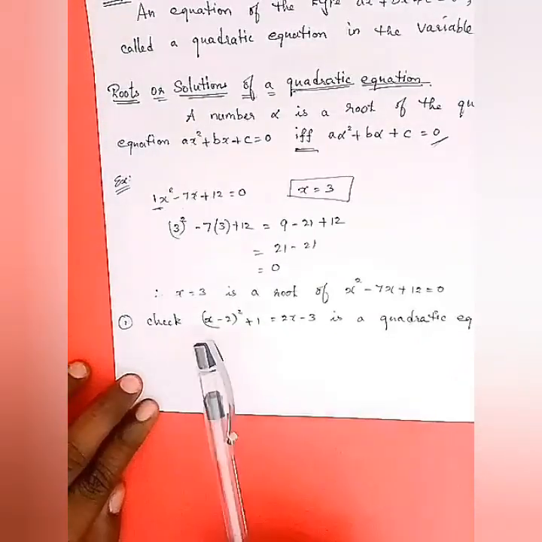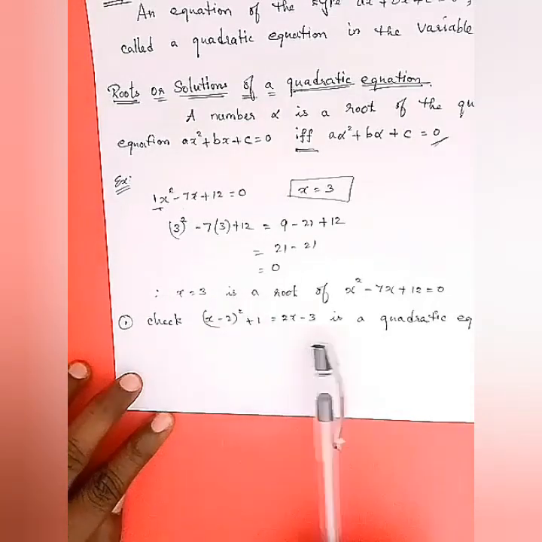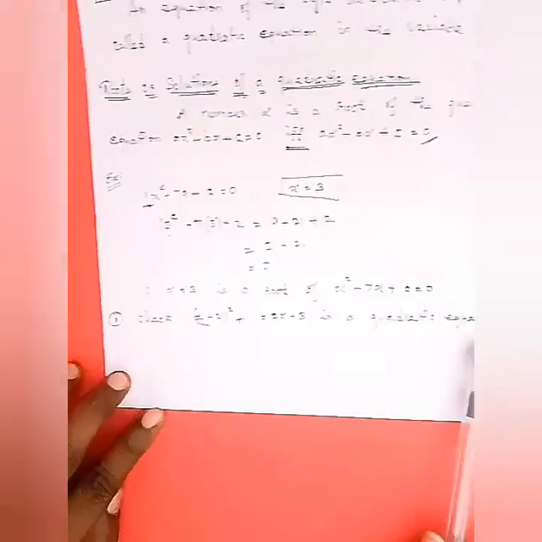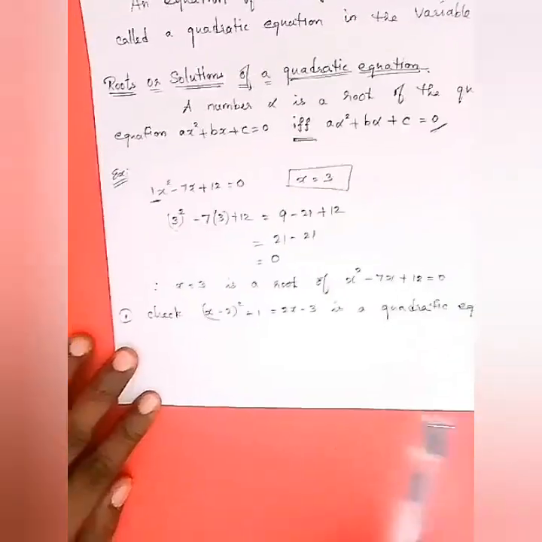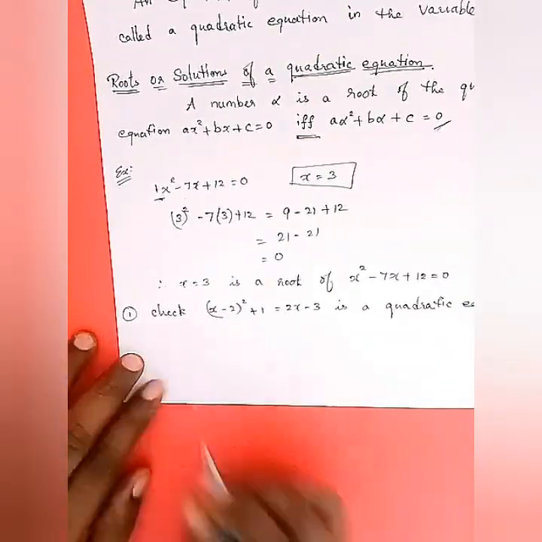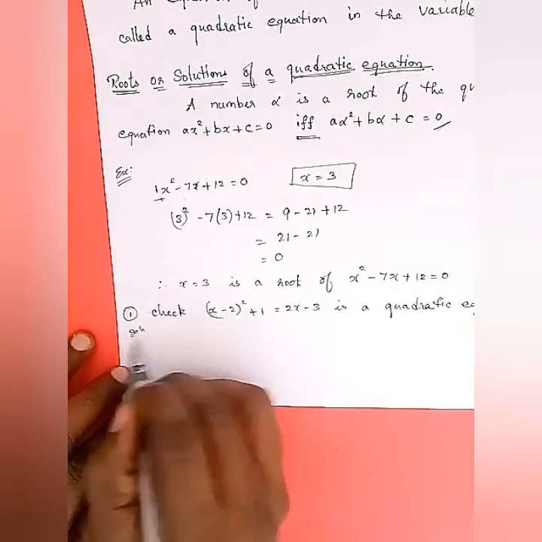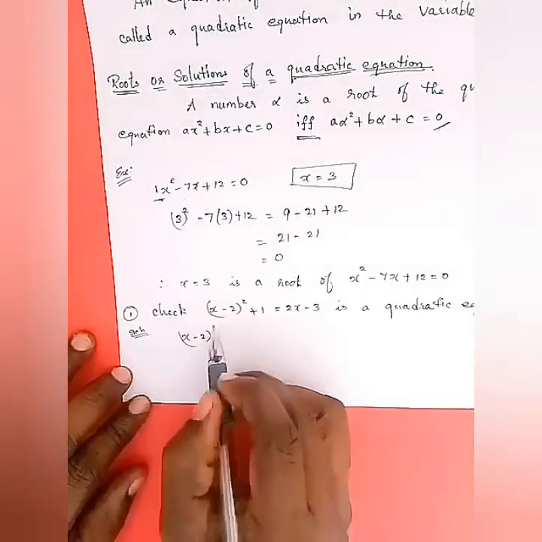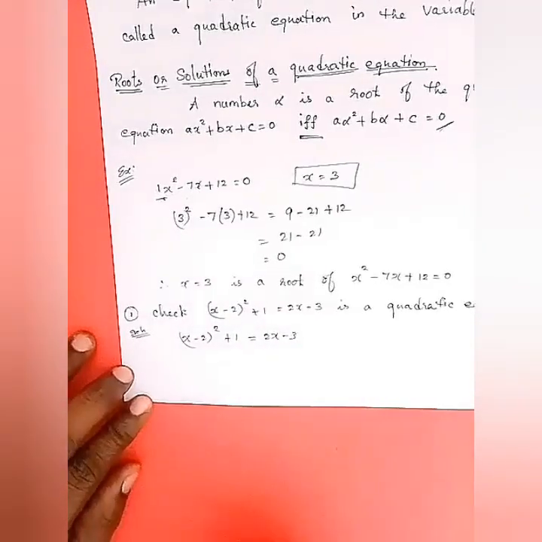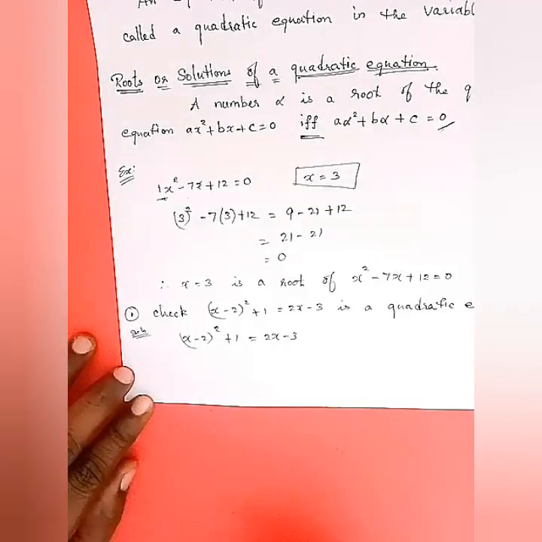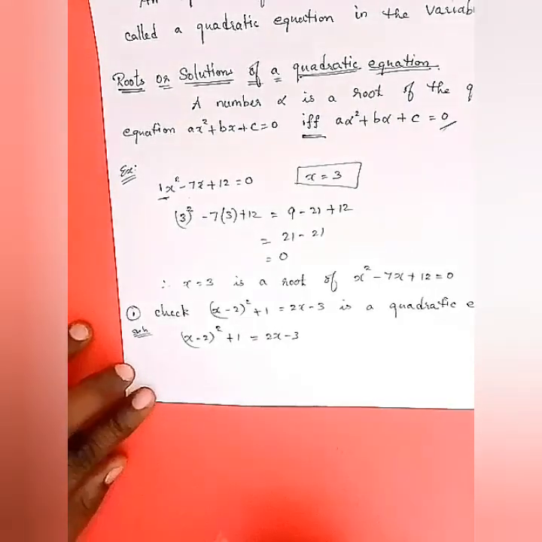Check x minus 2 whole square plus 1 equal to 2x minus 3 is a quadratic equation. We want to check whether it is a quadratic equation or not. Just one question will be given like that. First we will take and write it. x minus 2 whole square plus 1 equal to 2x minus 3. Now we are going to simplify it, and if the answer comes as ax square plus bx plus c format, then we can say it is a quadratic equation.